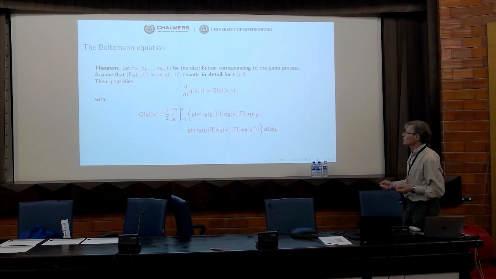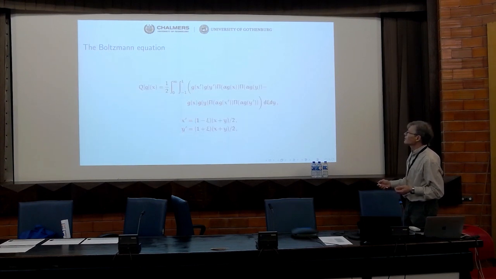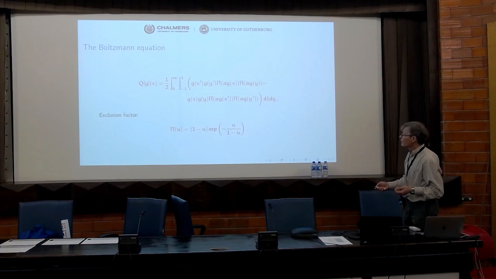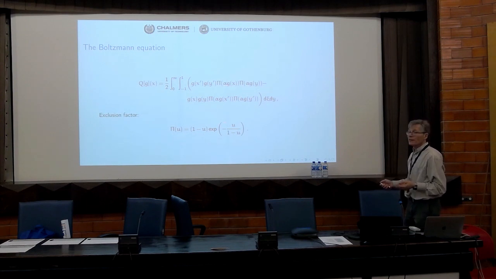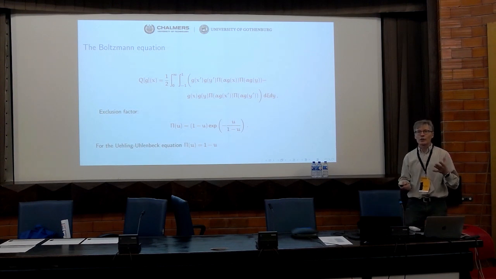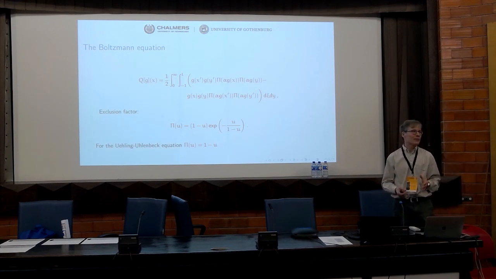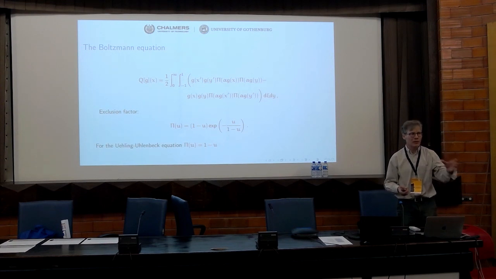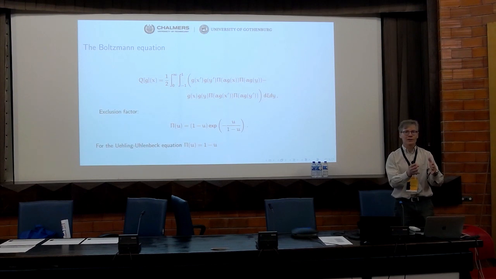Here is the collision operator, then you have the gain term with a factor in front. Here you have the values of x and y after collision, and you have this function pi, in which you have put alpha times g, and it looks like an exclusion factor. Of course, in the Uehling-Uhlenbeck equation, this is exactly the exclusion factor you have. There is a picture that explains what happens here. If you try to park a car along a road and you don't have indicated places, people just put the cars anywhere, then you lose a lot of space because you will have a lot of gaps between the cars.